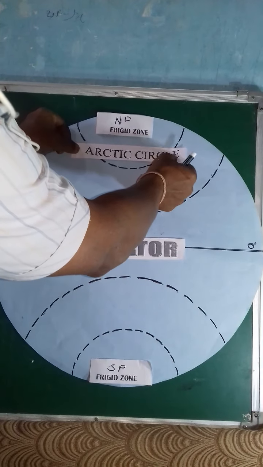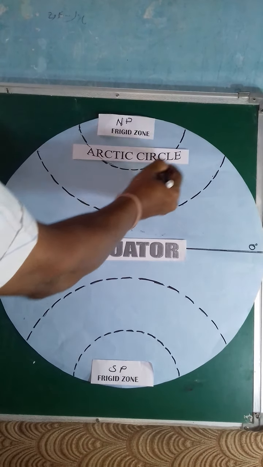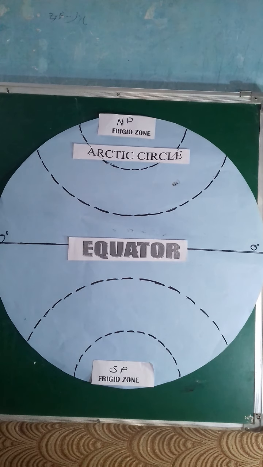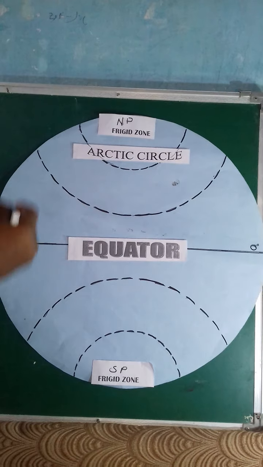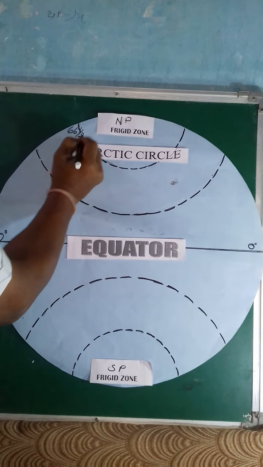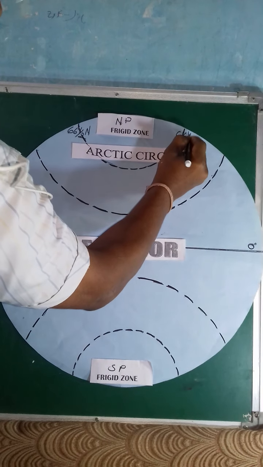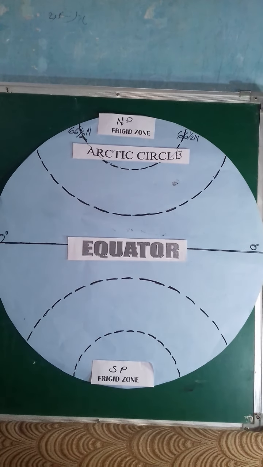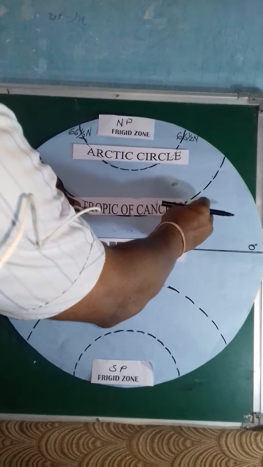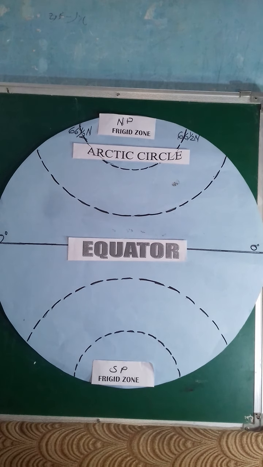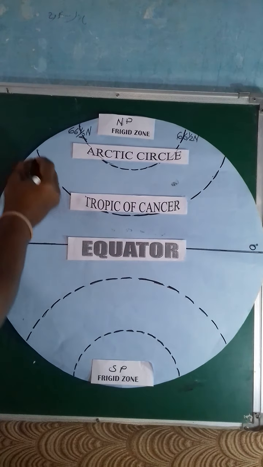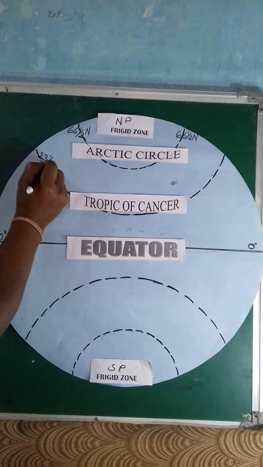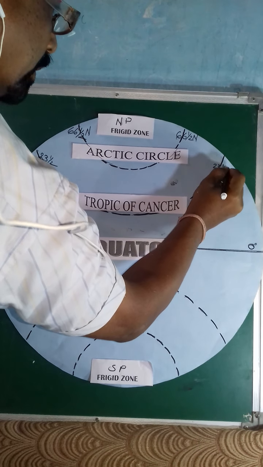This is the Arctic Circle. This is the Arctic Circle in the north, and it is at a degree of 66.5 degrees north. The next circle that you see is the Tropic of Cancer. The next circle is Tropic of Cancer, which is 23.5 degrees north.